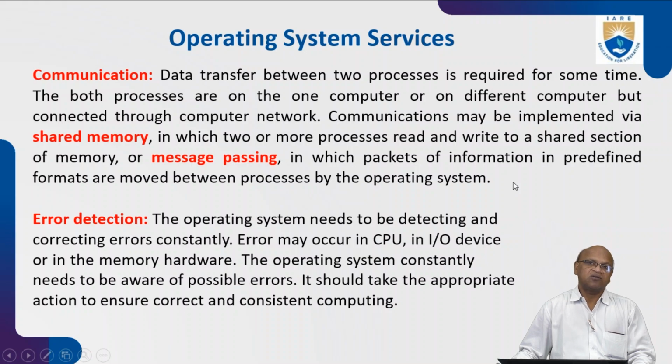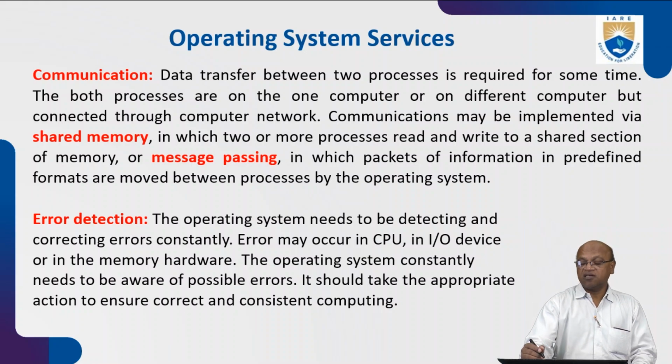Communication also. Data transfer between two processes is required at times. Both processes may be on the same computer, or on different computers connected through a computer network. Communication may be implemented by shared memory, in which two or more processes read and write a shared section of memory, or by message passing, in which packets of information in predefined formats are moved between processes by the operating system.